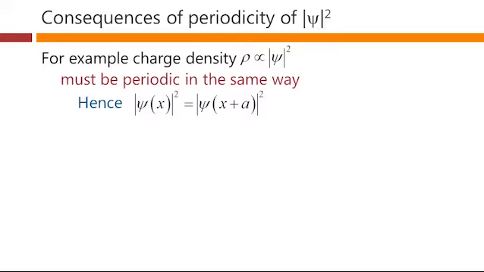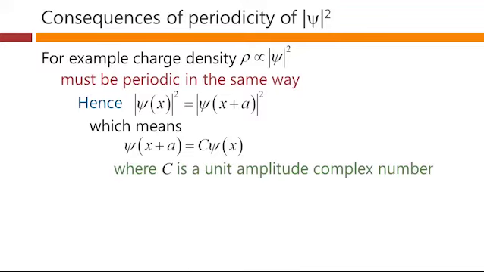Now, that doesn't mean that the wave function has to be the same, because the wave function is not really necessarily an observable quantity. But something like charge density should be the same as we move over into the next unit cell as it was in the previous unit cell, because charge density presumably is a measurable property. And so that means that the wave function at point x plus a has to be the same as the wave function at point x within some unit complex number, a unit amplitude complex number. That's something like exp(iθ), or e to the iθ.